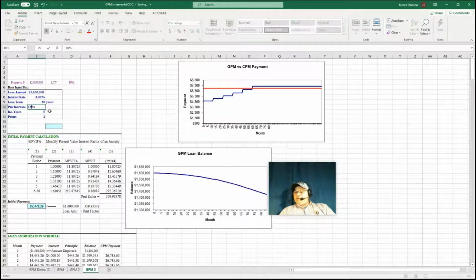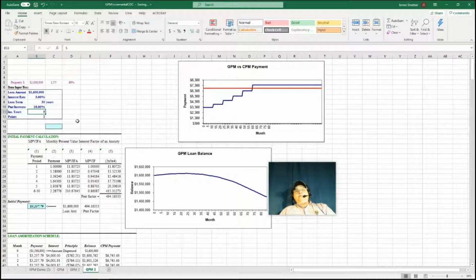Let's go here and make it 18%. See how that hump changes? And look at how it changes here too.